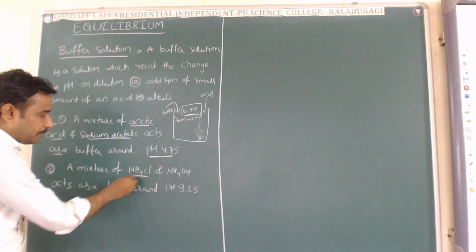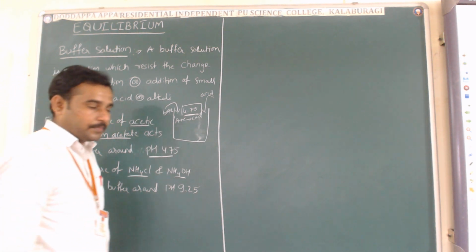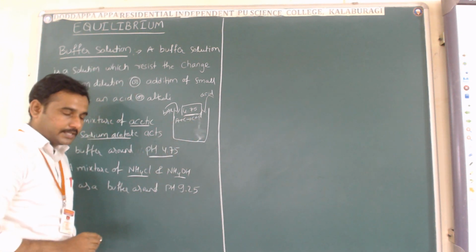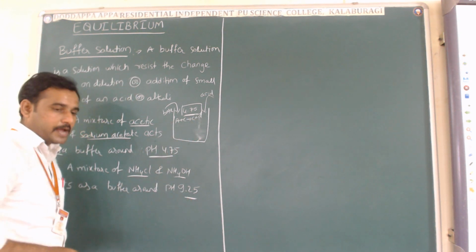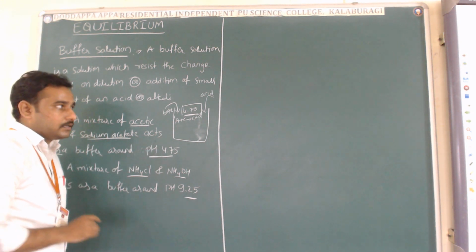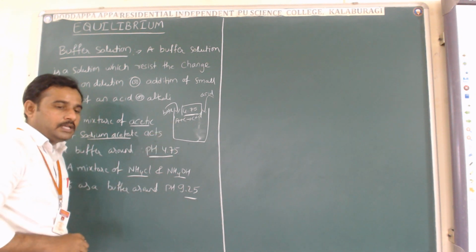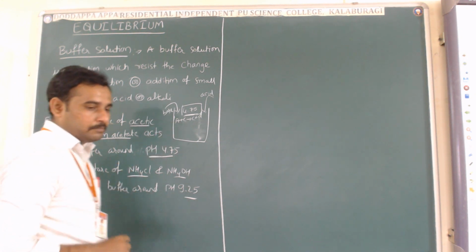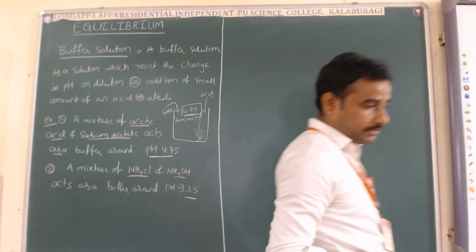When you add this ammonium chloride and ammonium hydroxide buffer solution into this one, what happens here? It maintains the pH at 9.2 only. So it does not increase or decrease the pH of the solution. So what is this? A buffer solution.